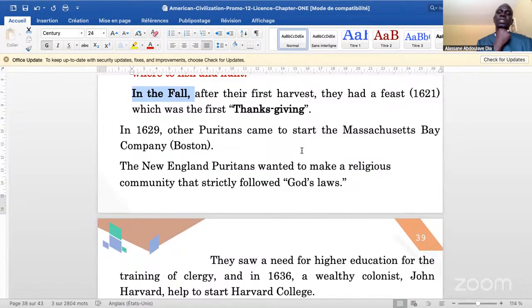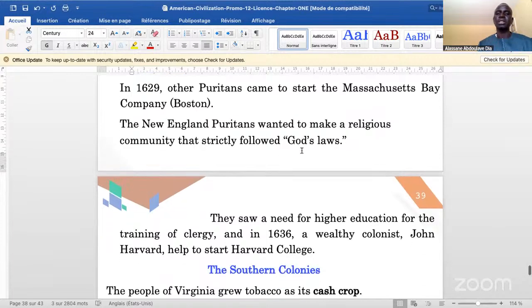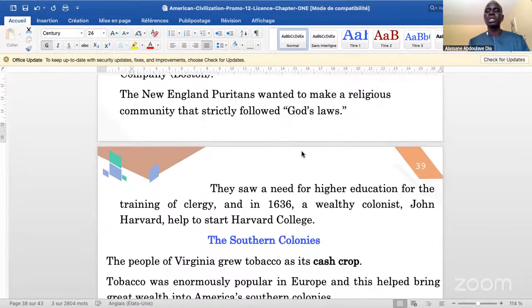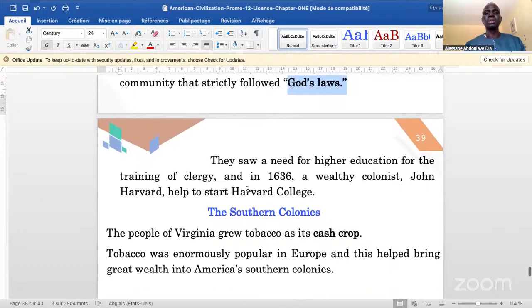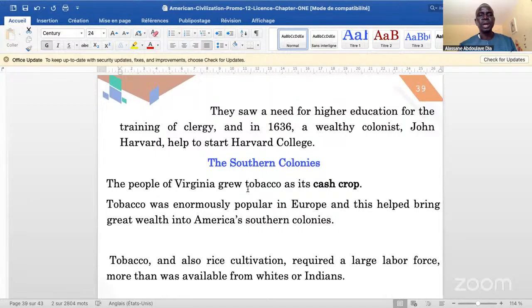So in 1629, what you see is the Puritans came to start the Massachusetts Bay Colony in Boston. So the New England Puritans wanted to make a religious community that strictly followed God's laws. So you will see that in New England, Puritans wanted to give an important place to God and laws. So they saw a need for higher education. So they were very high-class people. So they thought education was important. And they started to train the clergy, it means religious people.